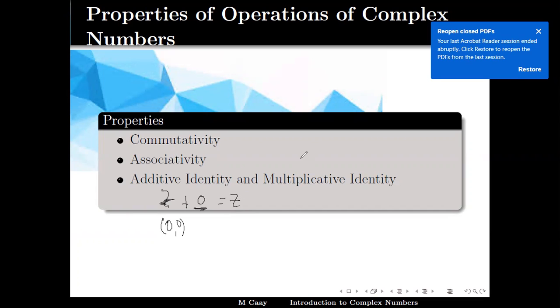Now what happens for the multiplicative identity? If we're looking for the multiplicative identity, say you have complex number z. What are you going to multiply here to get the same result z? Of course, this is 1. Because 1 is an element of the real numbers, and we can write 1 as 1 plus 0i. So this is just an element of the complex numbers. And so our multiplicative identity is of the form (1, 0).